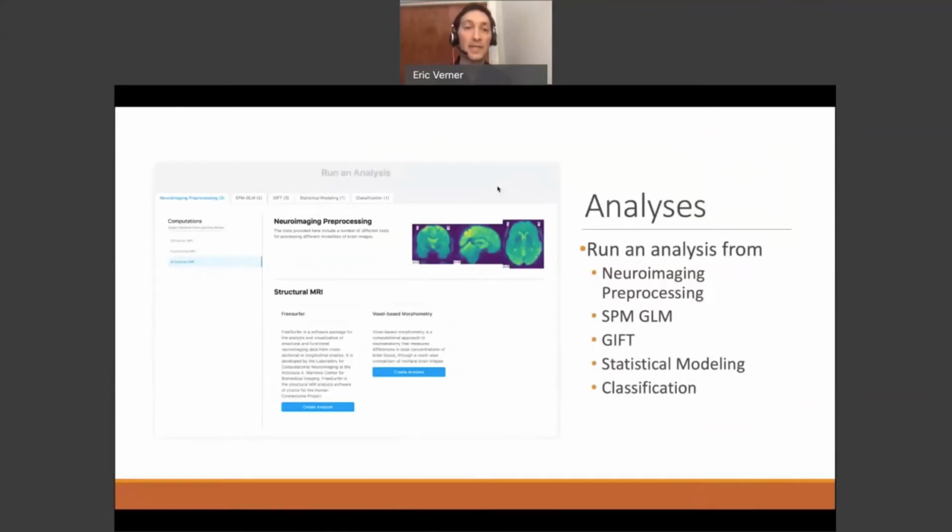Now here's an overview of the analyses that we can run on BrainForge. We can run analyses in neuroimaging pre-processing. We can run linear models using the statistical parametric mapping toolbox. We can run analyses in GIFT, the Group ICA for fMRI toolbox, which is another product of the Calhoun lab. Furthermore, we can do statistical modeling with regression and classification.